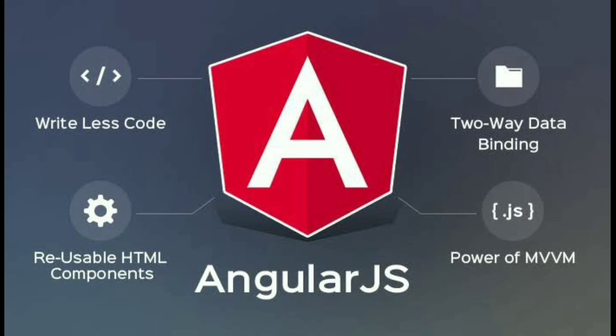Angular is an extension of HTML with new attributes. AngularJS is perfect for single page applications. Angular is a JavaScript framework. It can be added to an HTML page with a script tag. AngularJS extends HTML attributes with directives and binds data to HTML with expressions. It has write less code, two-way data binding, reusable HTML components, and the power of MVVM. That is Angular.